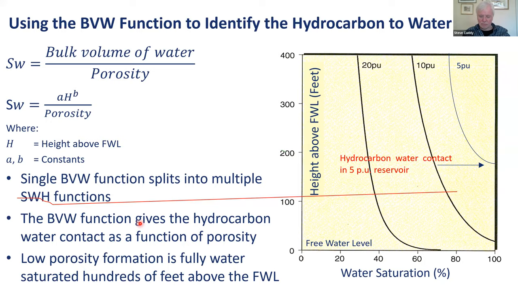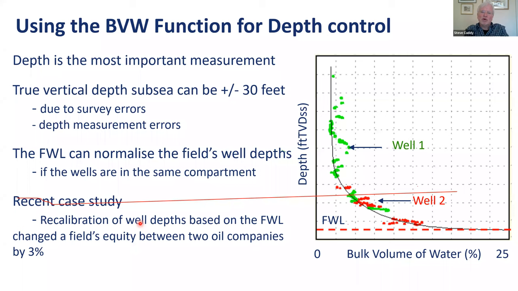Now, depth is probably the most important measurement for the petrophysicists and for the reservoir modeling. The true vertical depth subsea can be out by up to 30 feet. This is because of survey errors and because of depth measurement errors. So it is important to have the correct true vertical depth subsea in your reservoir model.